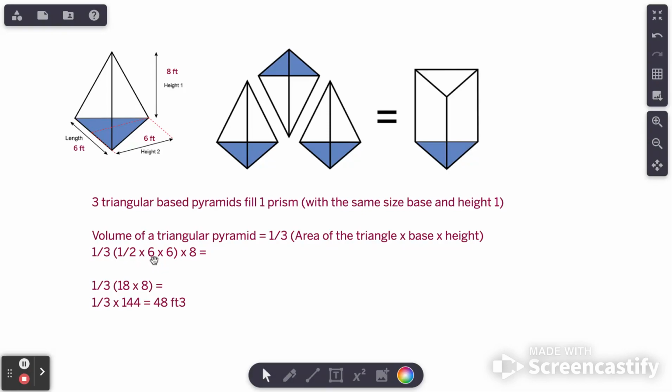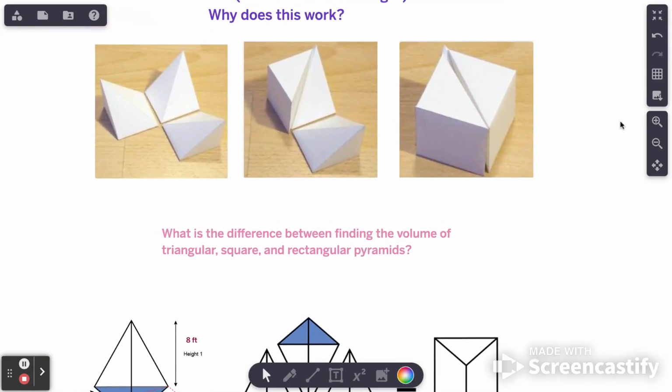So if I did 1/2 times 6 times 6, I would get 18. And then I need to still multiply that by the height of the pyramid, times 8, and then do times 1/3. So 18 times 8 is 144, times 1/3, and now we get a volume of this triangular pyramid of 48 feet cubed. So I hope that helps you understand.